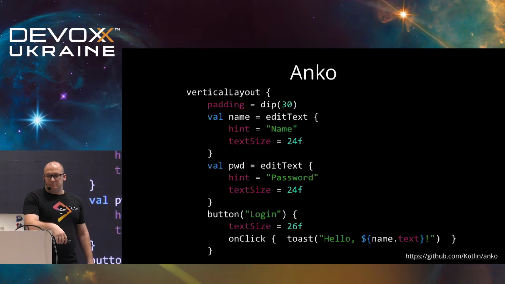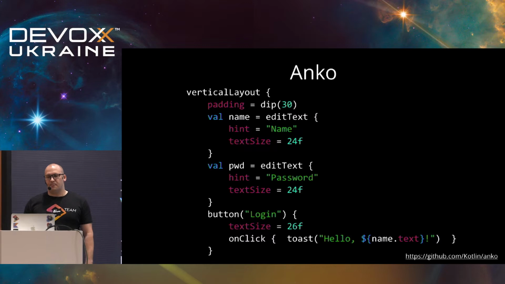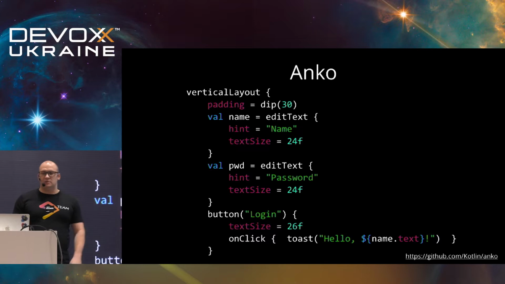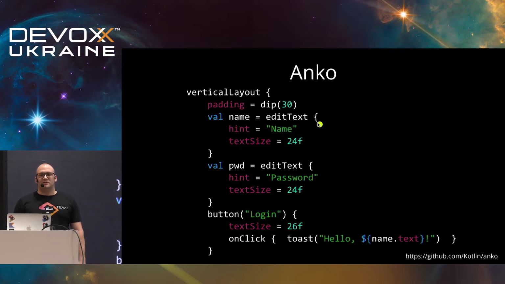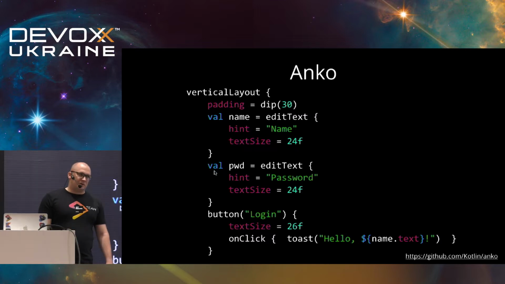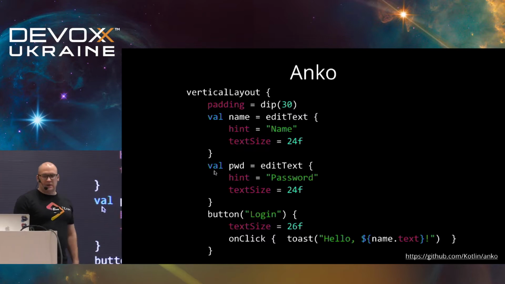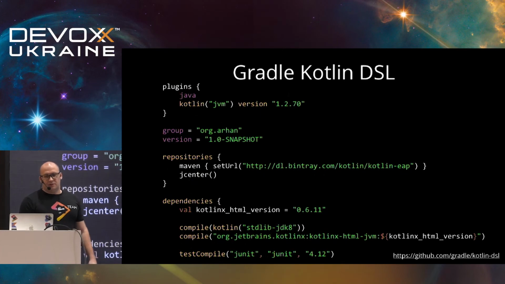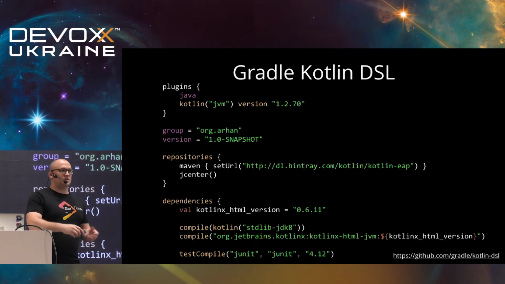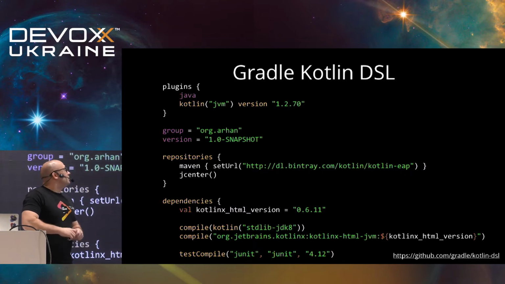Another one is Anko. It's a library for Android developers to generate layouts, right? Even if you haven't seen it before, if you don't know Kotlin at all, you will actually recognize that there is a text field, another text field, and a button down there, right? So it's immediate and obvious what this code does. Another one is the Gradle Kotlin DSL. You, as Java developers, obviously know Gradle, and you know that you can write Kotlin in Gradle scripts now.